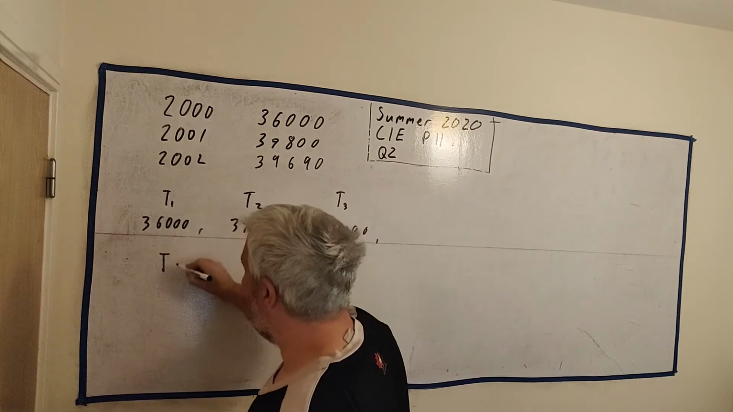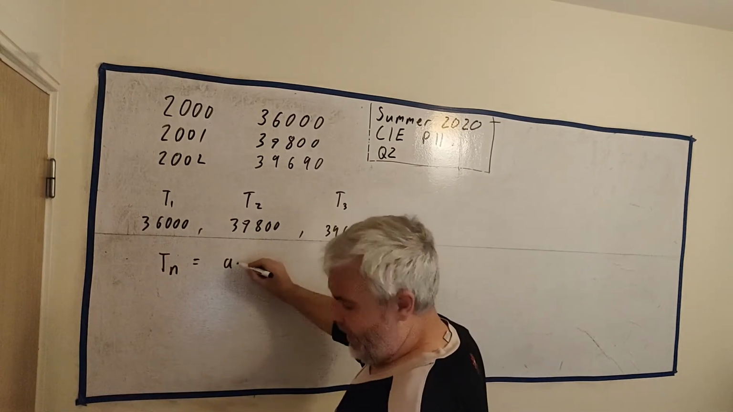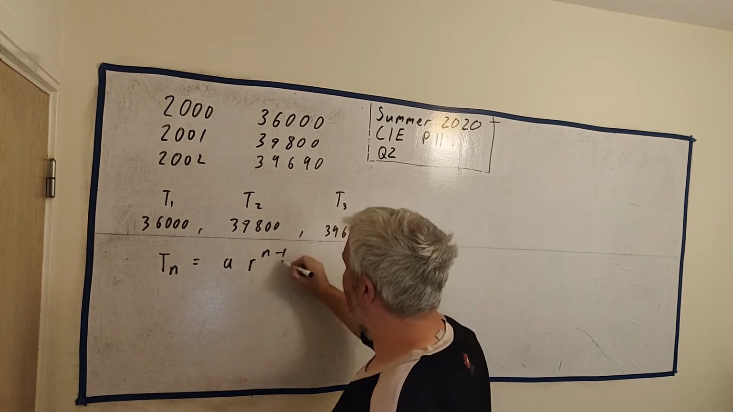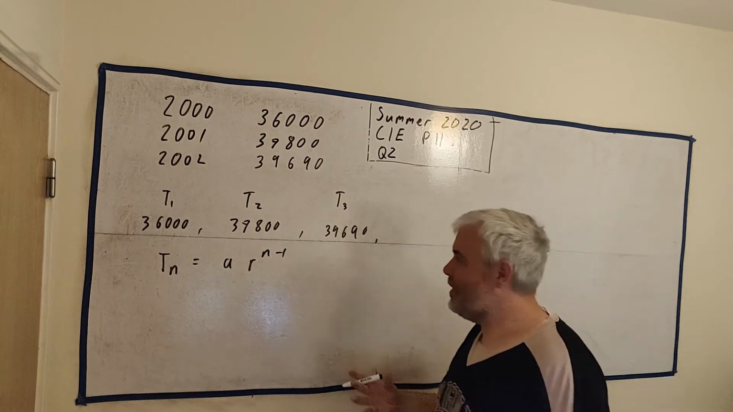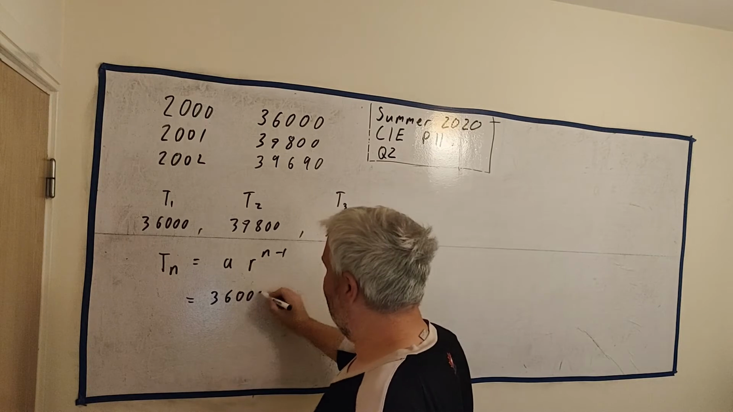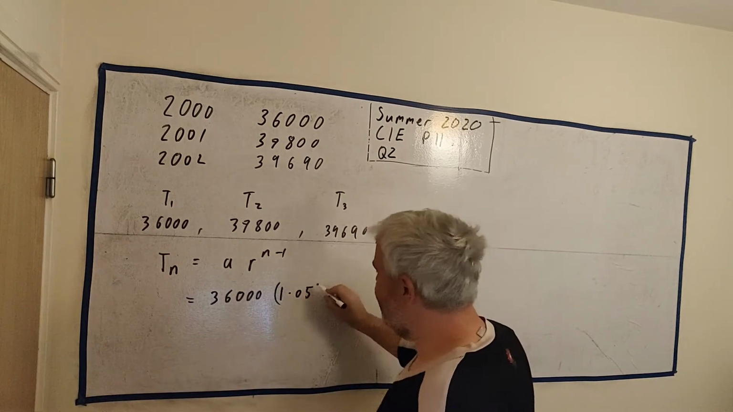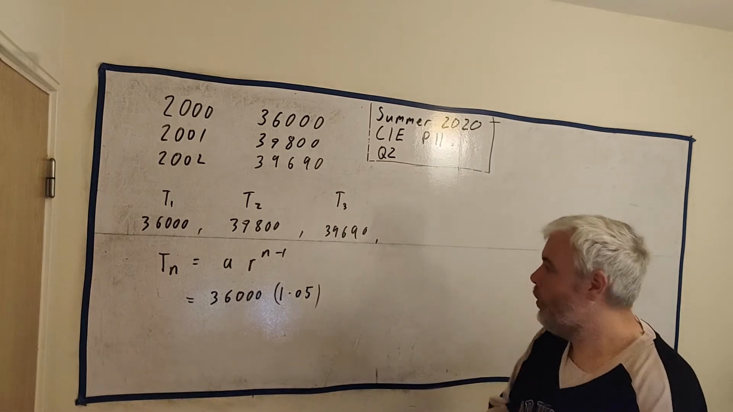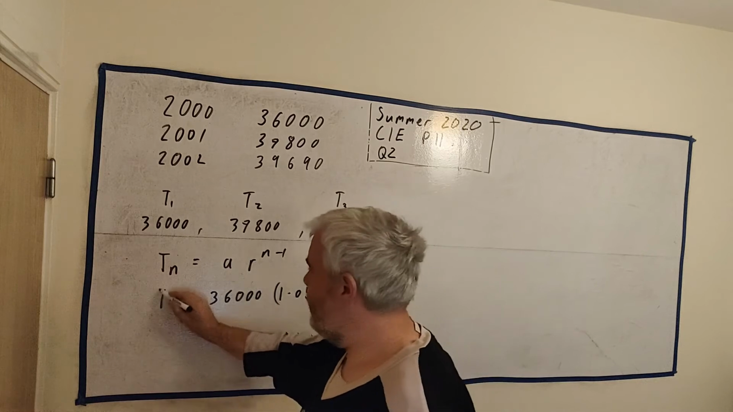We can find out any T we want. Tn is equal to, I have to look up the formula myself, a r to the n minus 1. But we know nearly all of this. We know what a is, it's 36,000. We know what r is. r is 1.05. That's the trick though. A lot of students might miss what the r is. And then n minus 1. So I can find out any Tn I want.